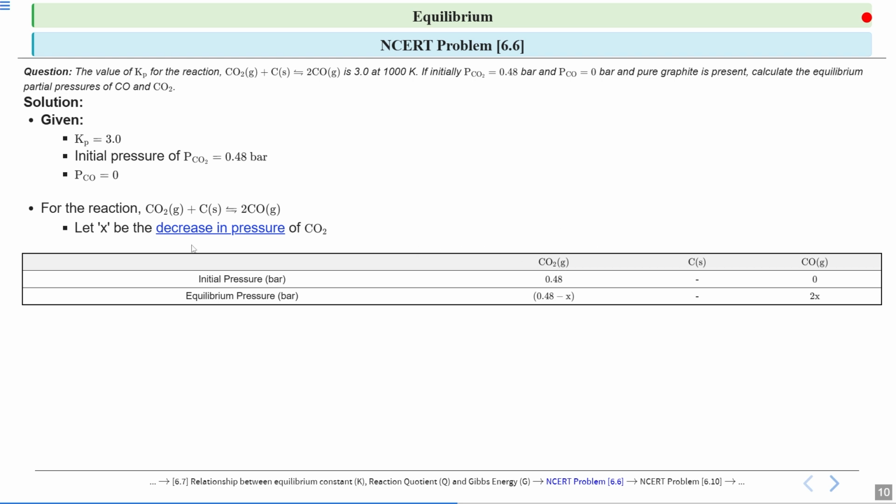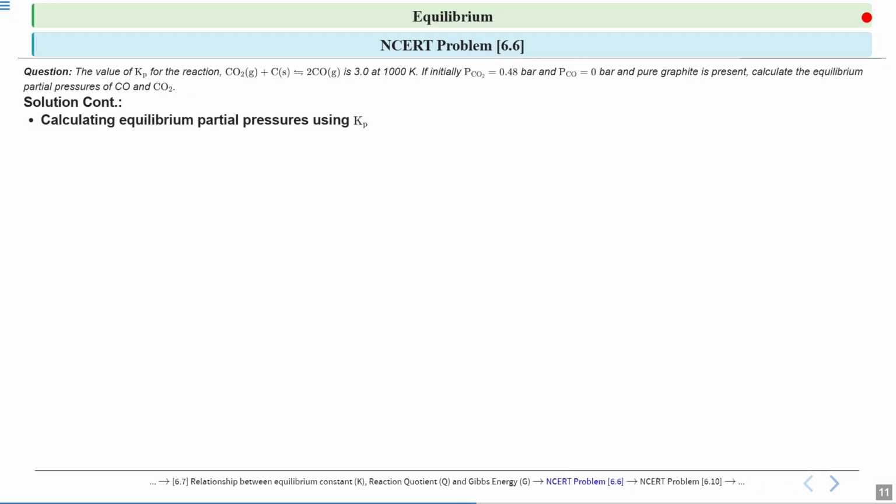Now you can see from the equation that carbon dioxide has a coefficient of 1. That means minus X. Here 1 is multiplied with X, and it is not mentioned obviously because it gives the same value. But you will see a change in carbon monoxide as it has a coefficient of 2. So if X amount of change is seen in CO2, then 2X amount of increase will be seen in carbon monoxide. This is very obvious from the stoichiometric equation. So these are the pressures, in terms of bar, not concentration, that we will consider at equilibrium. So can we calculate the equilibrium constant now? Let us put this in.